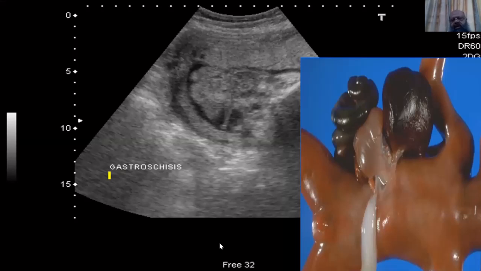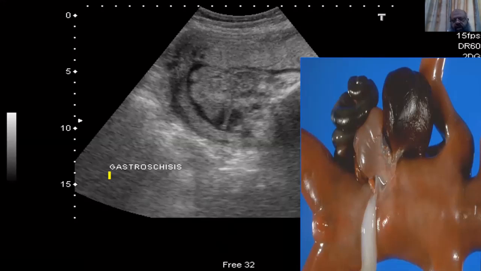Gastroschisis is another condition in which the abdominal contents are herniated from the anterior abdominal wall, usually on the right side of the cord. This is the cord, and on the right side of the cord, there is a defect, and here we have multiple herniated structures.